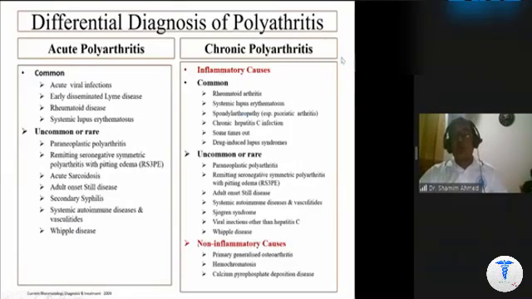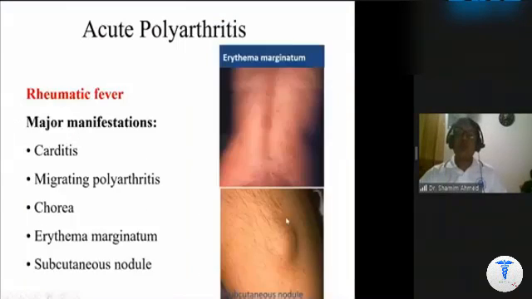In chronic polyarthritis, the inflammatory causes are most commonly rheumatoid arthritis, SLE, and spondyloarthropathy. Chronic hepatitis infection may present with chronic polyarthritis, and sometimes it may be drug induced. But again, uncommon causes are paraneoplastic conditions, systemic autoimmune disease or vasculitis, and maybe Sjogren's syndrome. Non-inflammatory causes such as primary generalized osteoarthritis, hemochromatosis, and calcium pyrophosphate deposition disease may also sometimes present with chronic polyarthritis.